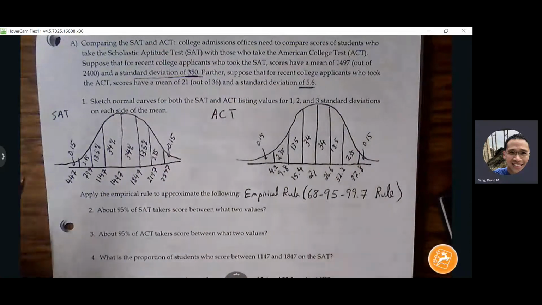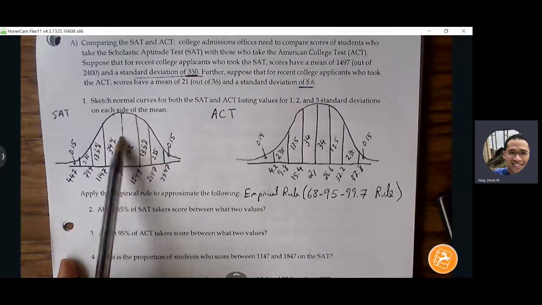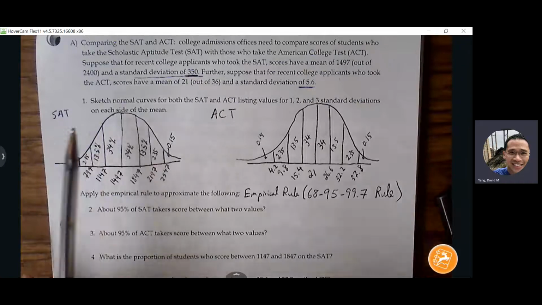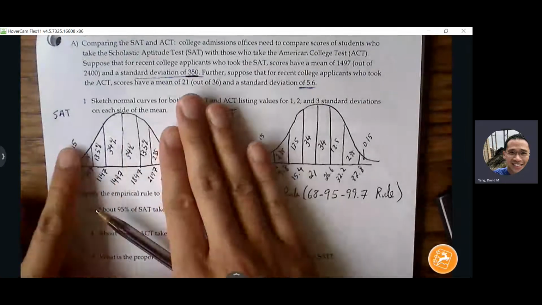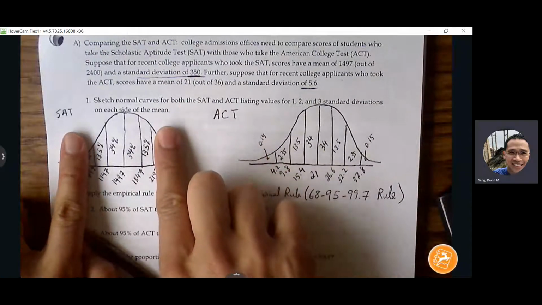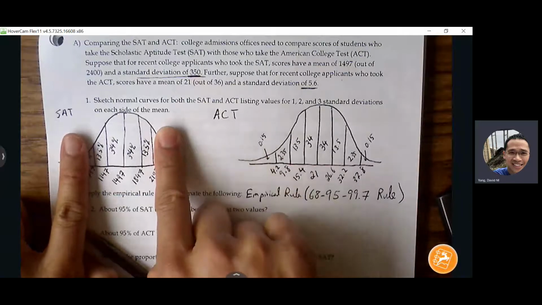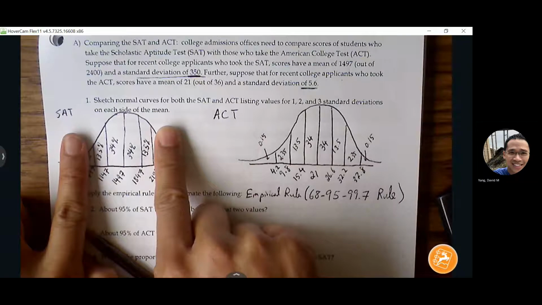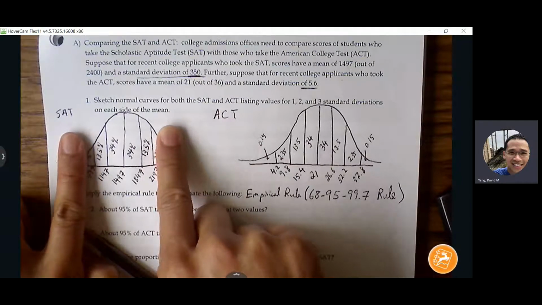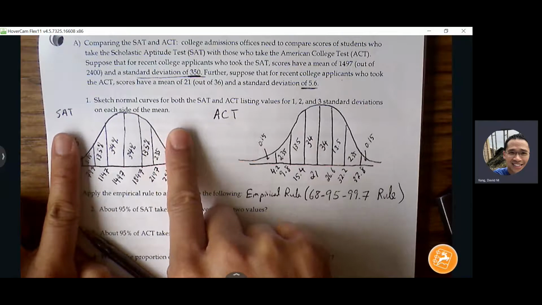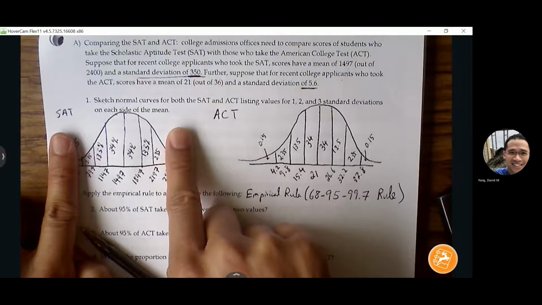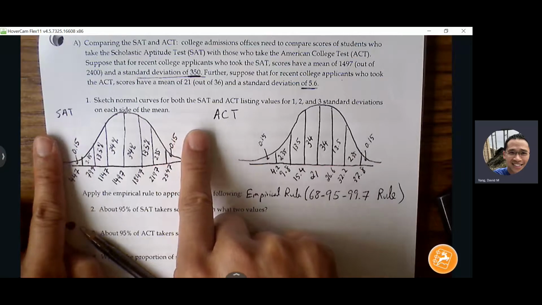So 68 comes from the middle 34s. If I add the 34s together, I get 68. If I go one deviation outward, and I include 68 plus 27, that's going to give me 95. And if I go another, add another 4.7%, or another 2.7, I'm going to get 99.7. And then the final will be 100%.